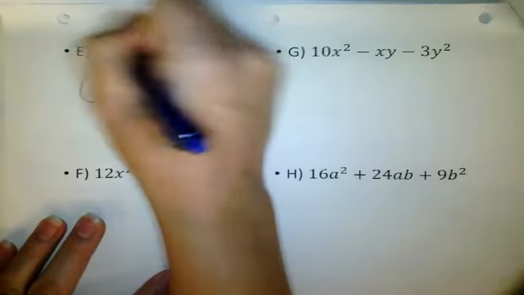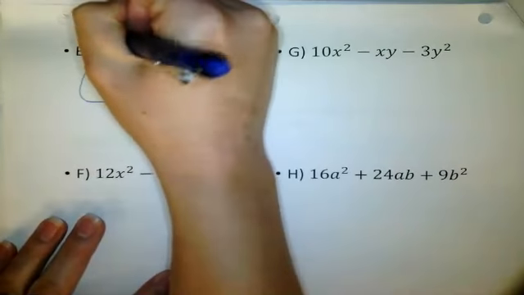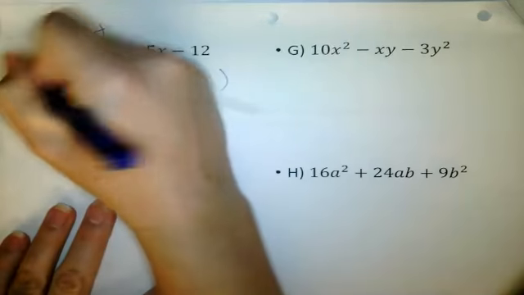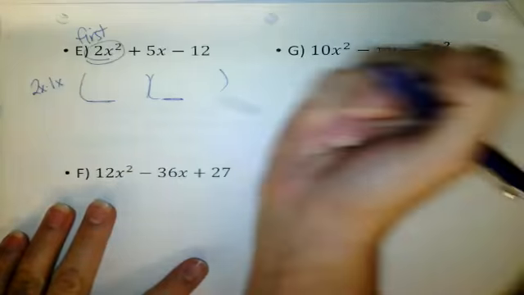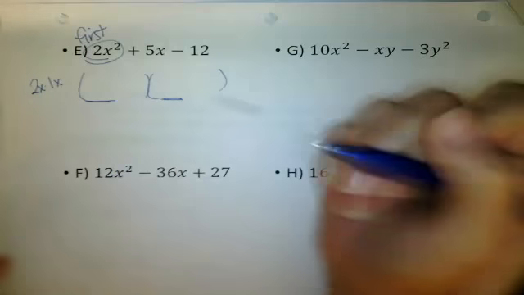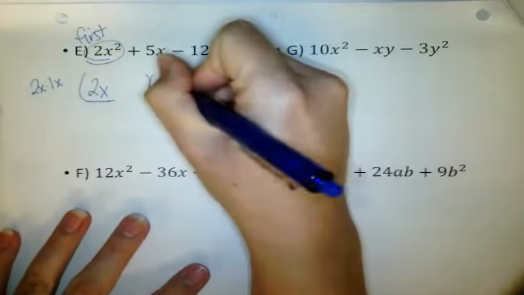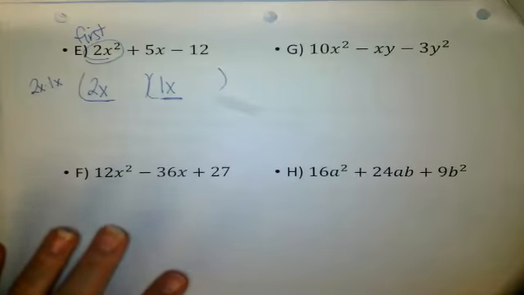First times first has to be the first thing. First times first has to be 2x squared. What times what is 2x squared? 2x times 1x. Or 1x times 2x. That's all we've got. 2x times 1x gives me my 2x squared.